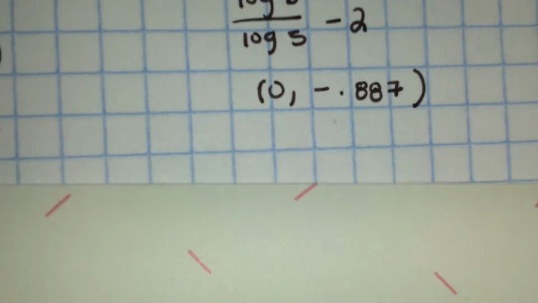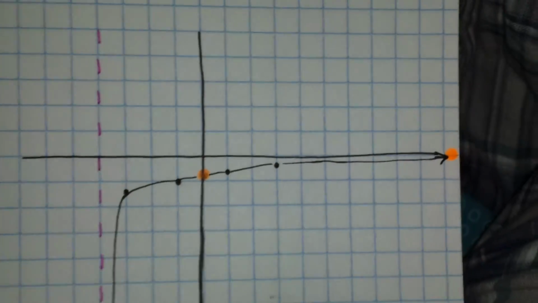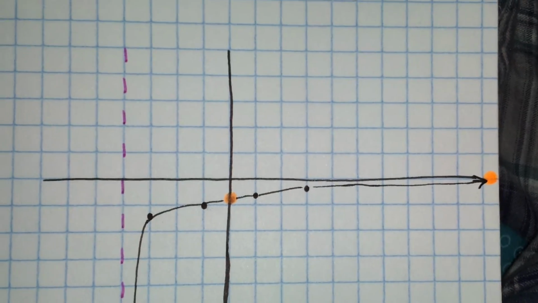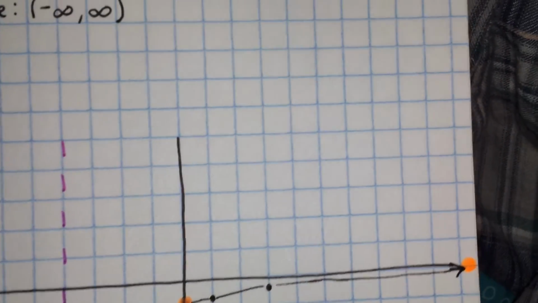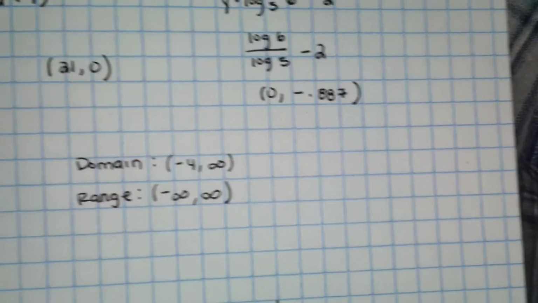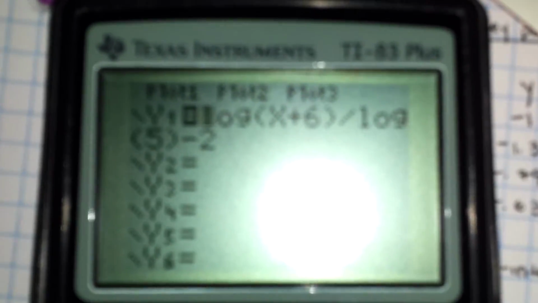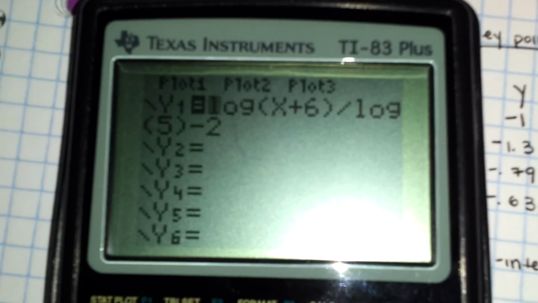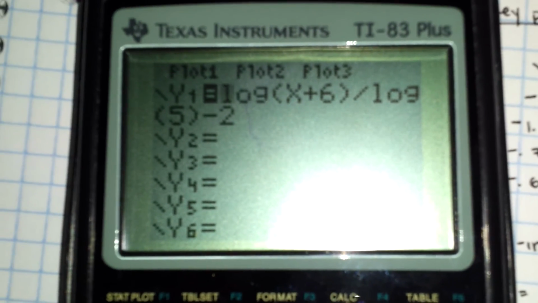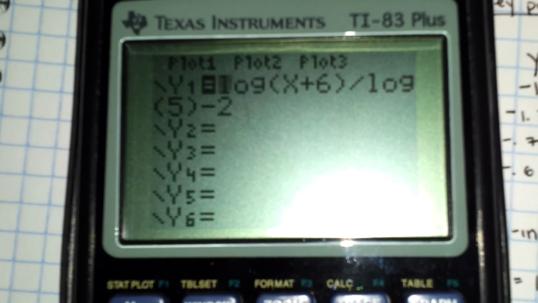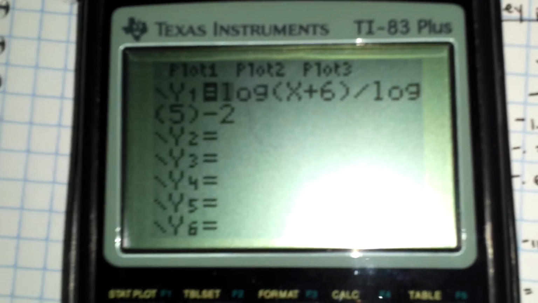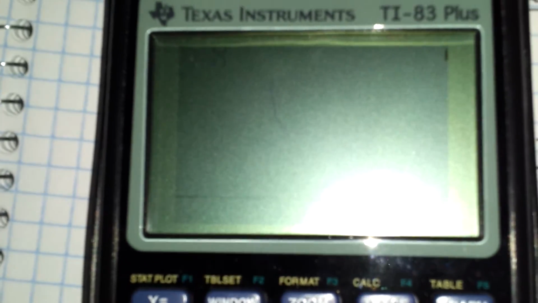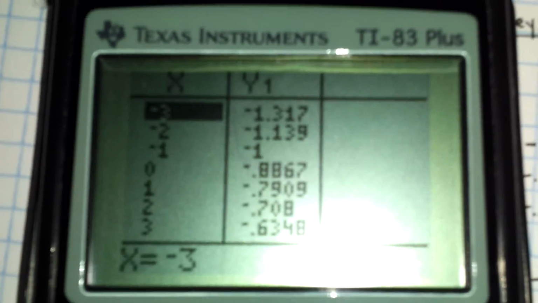So what you want to do is plot your intercepts first, and then find some key points through your calculator. So what you do is you plug in the equation. You're going to use the change of base again, and that's how you plug it into your y equals button. So you have log of x plus 6 divided by log of 5, minus 2, and then you're going to use your table. So you press second and then graph, and you'll have all these numbers for your x's and your y's.